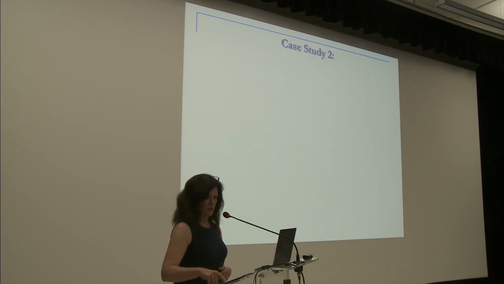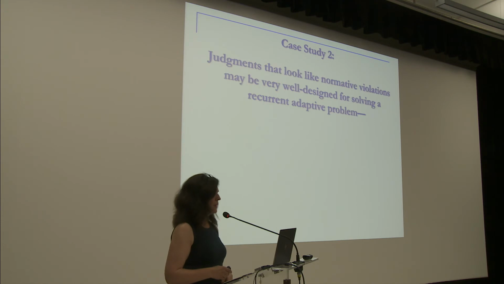Okay, case study 2. Judgments that look like normative violations may actually be very well designed for solving a recurrent adaptive problem, but it may be an adaptive problem that you were not considering. The example I want to give you here is risky decision-making versus prospect theory. Kahneman and Tversky's prospect theory, I sound like I'm picking on them. I don't mean to be picking on them. It's just that these are easy to explain in a short lecture.